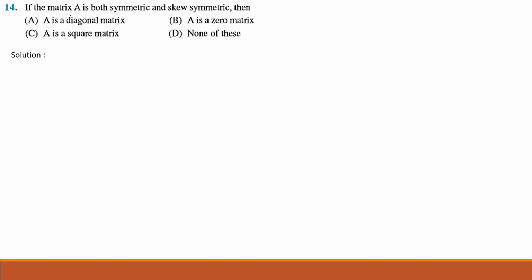So for the 14th problem, if the matrix A is both symmetric and skew symmetric matrix, then A is a diagonal or A is a zero matrix or A is a square matrix or none of these. So अब यहाँ पे A symmetric है और skew symmetric भी है. That means A dash is equals to A भी है और A dash is equals to negative A भी है.